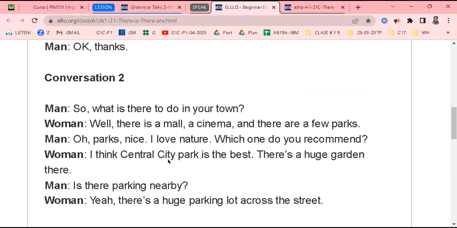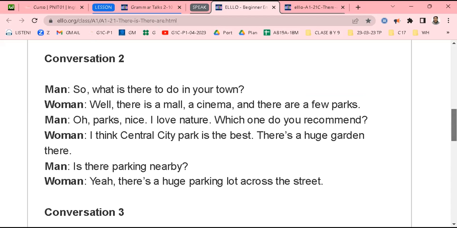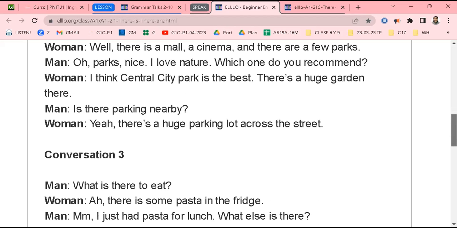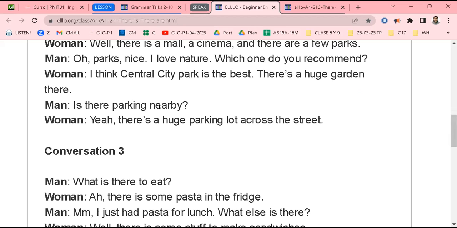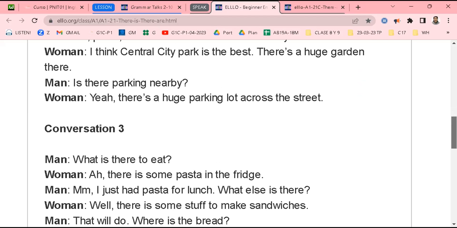I think Central City Park is the best. I think, yo creo, right? There's a huge garden there. Is there a parking nearby? Yeah, there's a huge parking lot across the street.